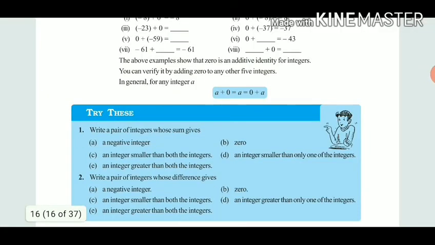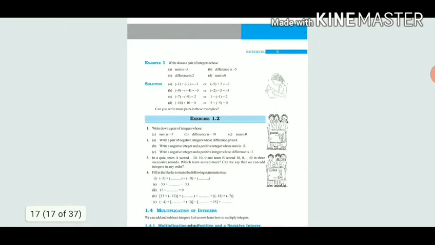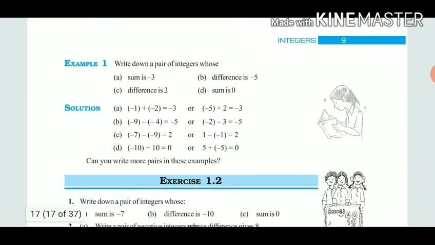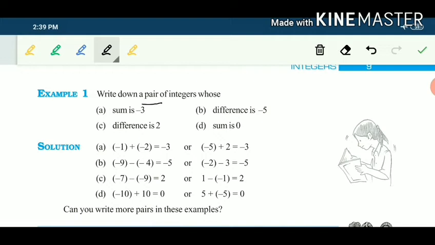Now on the next page, one example is given. Write down the pair of the integers. A part is the sum should be minus 3. So they are given two examples. One is minus 1 and minus 2. Their sum is minus 3. Another example, they are taken minus 5 plus 2. Their sum is minus 3.